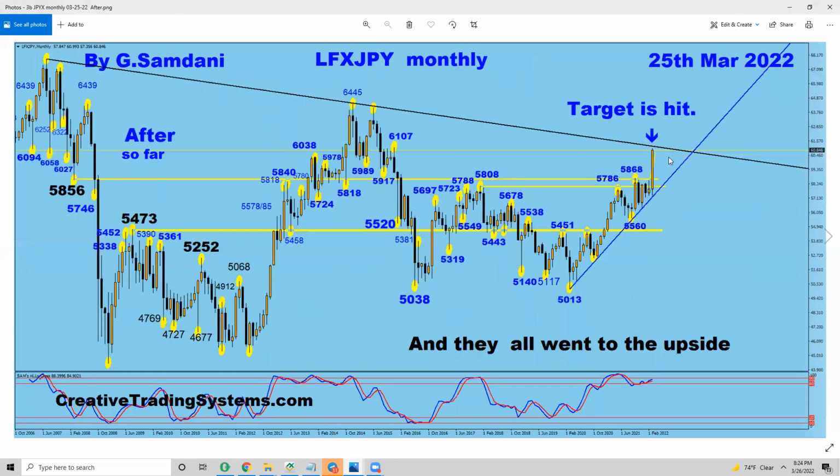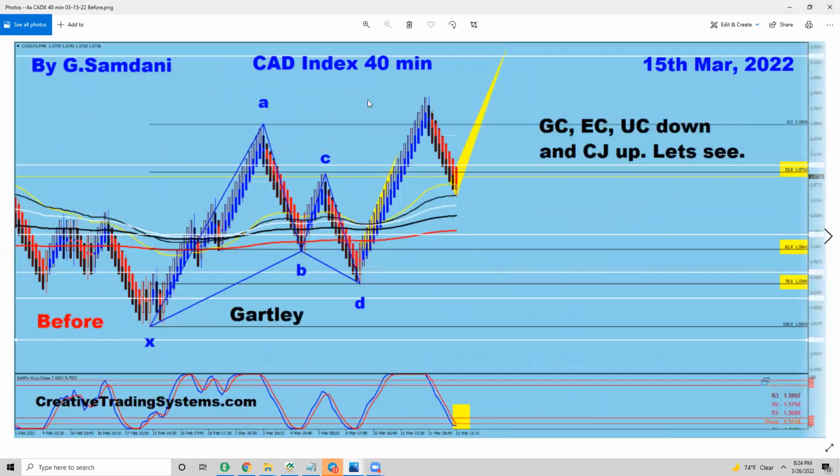And this is the yen index because it's yen. Now CAD, the story of CAD is that I had this harmonic pattern and I said we're going to go up, and we did. And after that, this is the one I made on the 15th of March saying that this thing is going to go up and this will happen. Pound CAD, Euro CAD, USD CAD down, CAD yen went up. It's going to go up. So exactly the same thing happened for 3 weeks consecutive, at least 2 weeks, I remember.